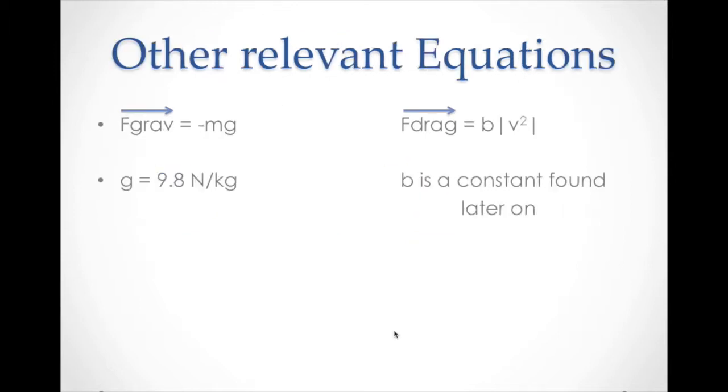The force of gravity equals m times g times -1. M is mass and g, here on Earth, is 9.8 newtons per kilogram. It is times -1 because the ball is going in a negative y direction. Also, we'll be using drag force later on, but it is b, a constant I found using trial and error, times the ball's velocity squared.